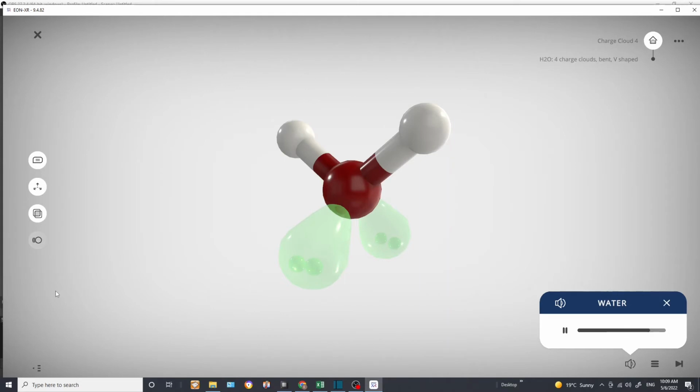So when we are determining the molecular geometry, the first thing to do is obtain the electronic geometry, and then from that we deduce the molecular geometry.